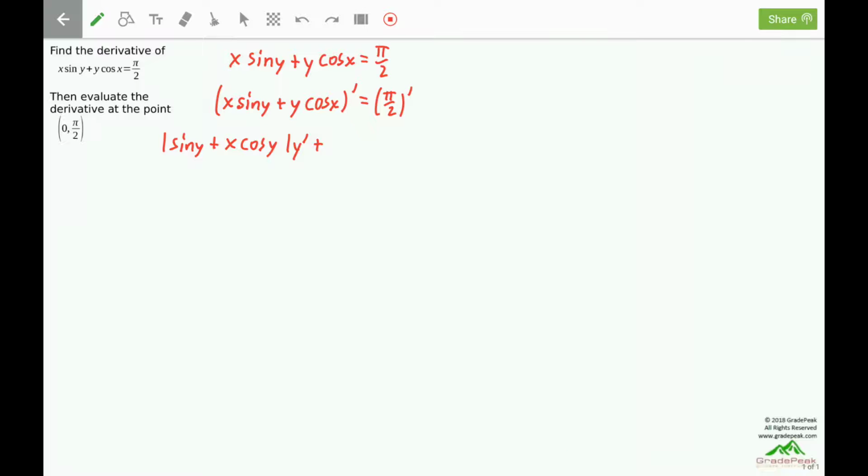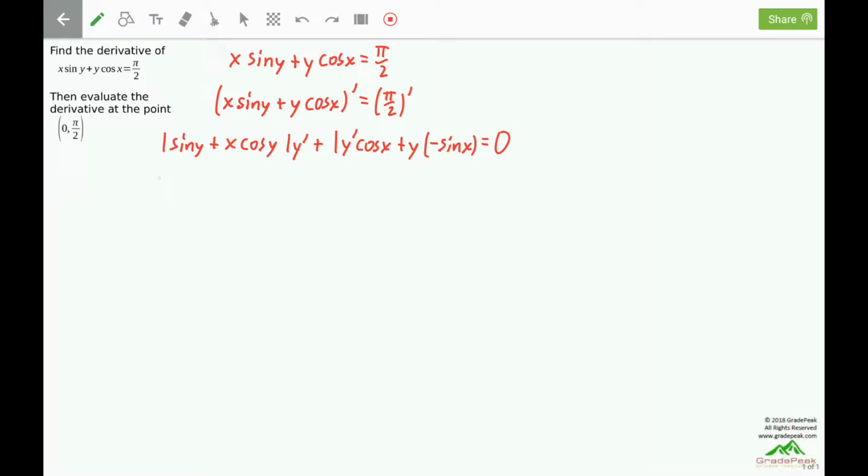Now the second term on the left side is also a product rule. So we will have the derivative of the first, the derivative of y is a 1, but we get a y prime every time we take the derivative of a y term, times the second left alone, plus the first left alone times the derivative of the second, the derivative of cosine is negative sine. On the right side we have the derivative of pi over 2, which is a constant, and the derivative of a constant is a 0.